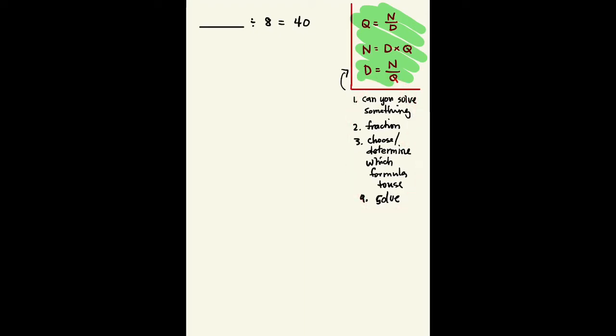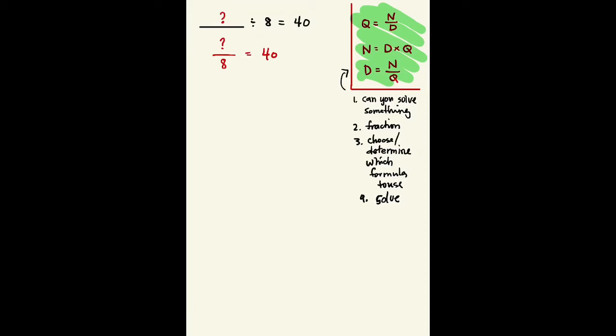So let's look at this one. Is there anything I can solve? Pretty much there's nothing I can multiply. Everything is by itself. It's asking, what can I divide by 8 that will give me 40? So then I can go to step 2, make it into a fraction form. In this case, let's use a question mark. Question mark divided by 8 equals 40.